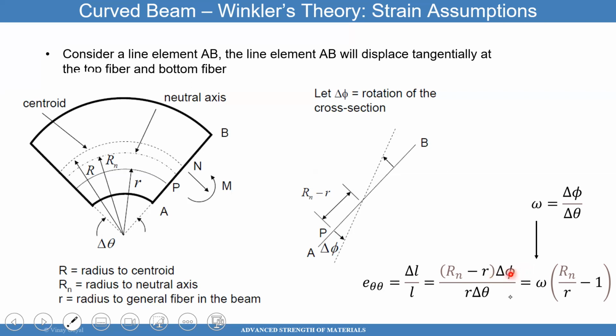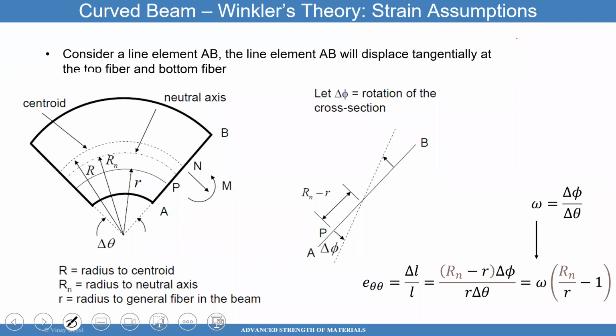If I define delta phi divided by delta theta to be omega, and I plug that in, the formula looks a little simpler. All it's saying is that the hoop strain is going to be omega Rn divided by R, minus 1, where R is just a radial coordinate at any point through the thickness. I'll wait there for a couple minutes for it to sink in.